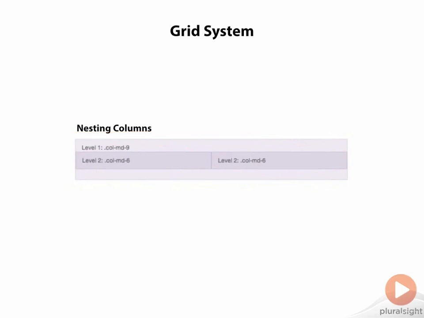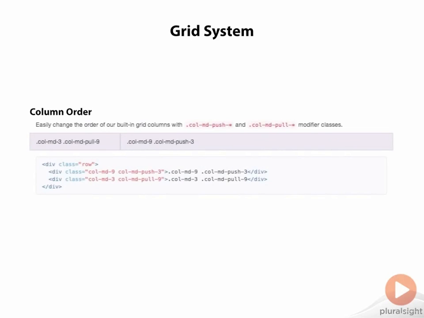Want a way to reorder content? That's possible through the push and pull classes. Like offsets, these are structured the same as other column classes, col-md-pull and col-md-push. Using pushes and pulls, you can swap how objects are ordered and at which viewport ranges this reordering happens.